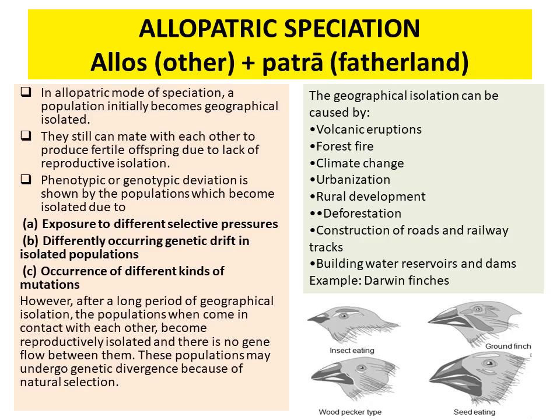These populations may undergo genetic divergence because of natural selection. A very good example is Darwin's finches. Darwin's finches live in the Galapagos Islands, which are far away from the mainland, as a result of which they develop different types of beaks depending upon the requirement of food.